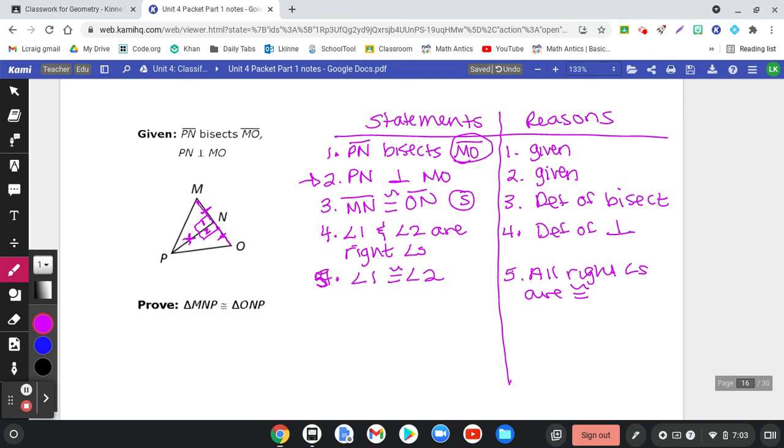Okay, so now we have an angle. So we have a congruency statement for the side and the angle, but we haven't said this yet: PN is congruent to itself. And do I have to go in this order? No, you could have done this right away. And the reason that we know it's congruent to itself is the reflexive property.